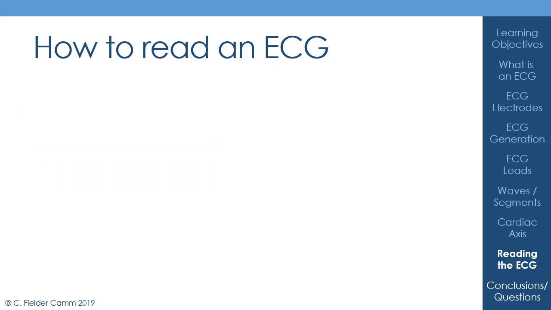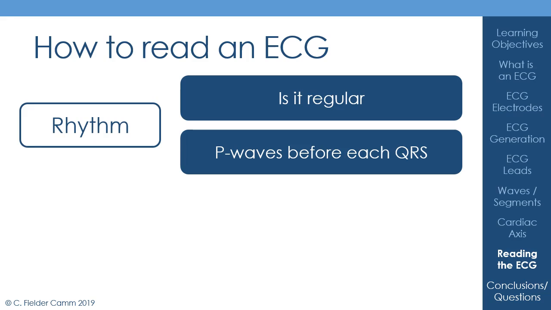So once we've done the rate, we then go on to the rhythm. And the question is, is it regular? So are the QRS complexes occurring at the same point that you would expect them to after the preceding one? And are there P waves before each QRS complex? So when we're saying are there P waves before each QRS, we're saying is the electrical activity of the ventricles being triggered by electrical activity of the atria, which is what's supposed to happen.